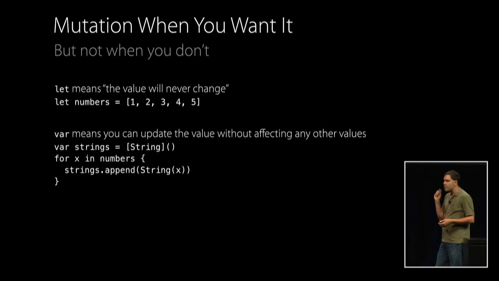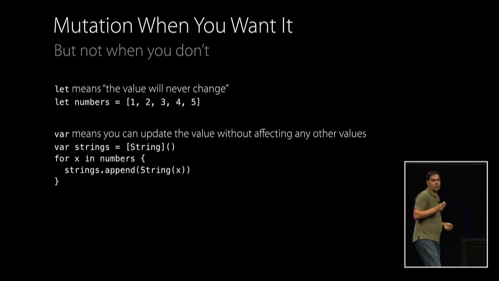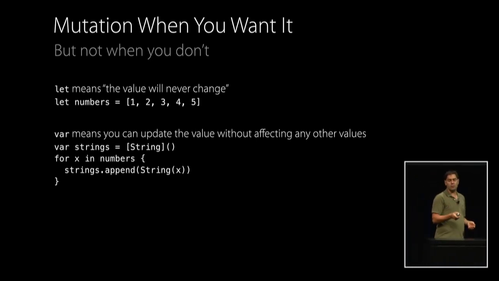Okay. This brings us to a really important point. Value semantics works beautifully in Swift because of the way Swift's immutability model works. So when you have a let in Swift that's of a value type, it means this value will never change short of something corrupting your process's memory. This is a really strong statement. It means it's very easy to reason about things that are let.